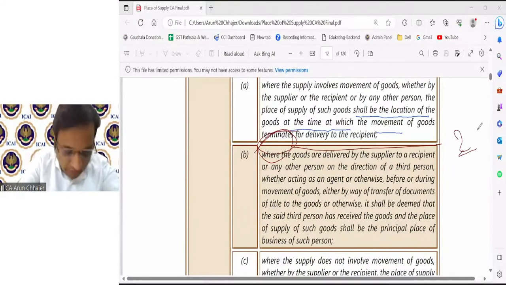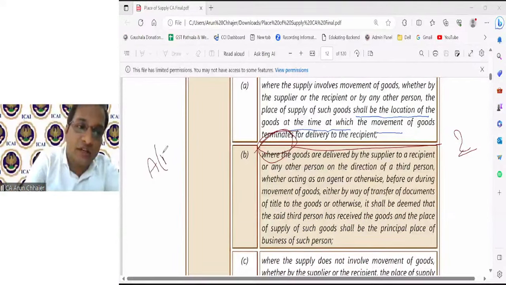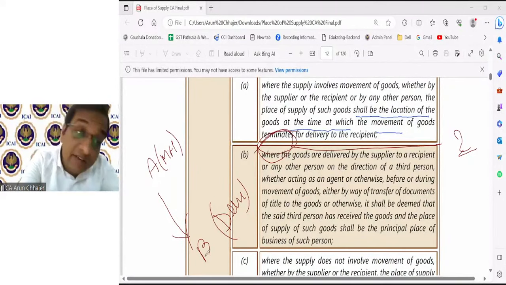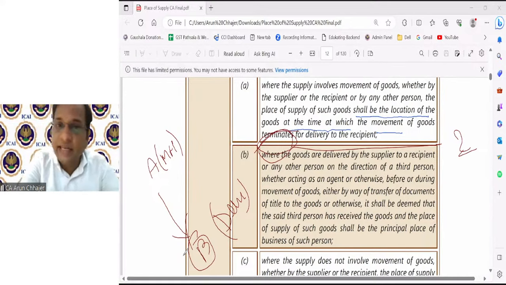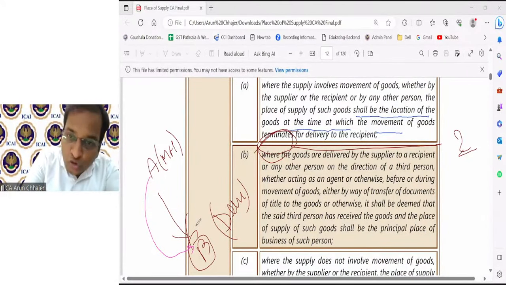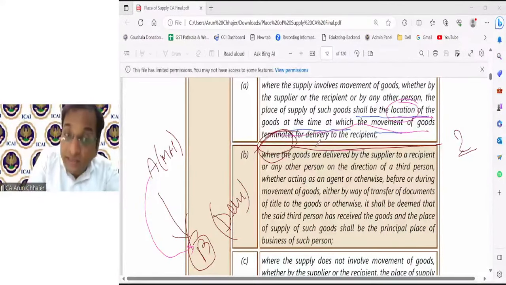This wording creates confusion in two cases. We'll discuss them, but first a normal example. If A is registered in Maharashtra and is making the supply to Mr. B, who is located in Delhi, and B has given the order to A to deliver the goods to my location, in that case A is delivering the goods to Maharashtra. It means the location, Maharashtra, will be the place of the supply, because it is the location of the goods at the time at which movement terminates for delivery to the recipient.